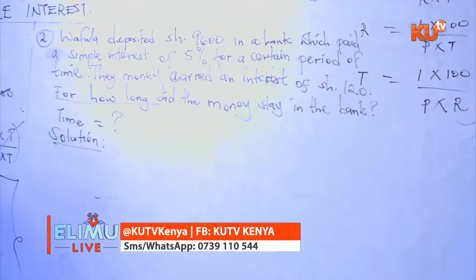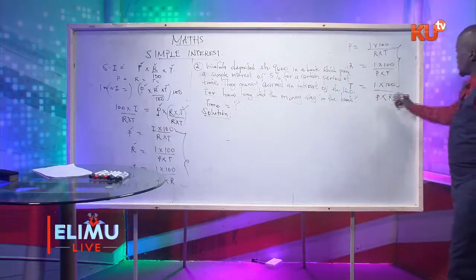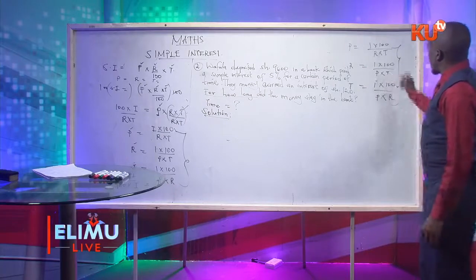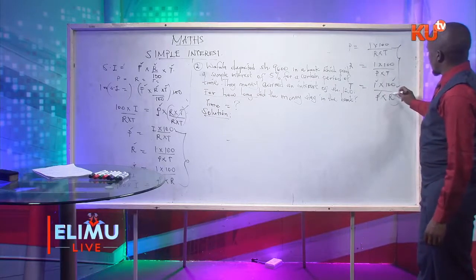Wafula deposited 9,600 in a bank which paid a simple interest of 5% for a certain period of time. The money earned an interest of 120 shillings. For how long did the money stay in the bank? So we go back to our formula of finding time. And we said that time is equal to interest times 100 over principal times rate.